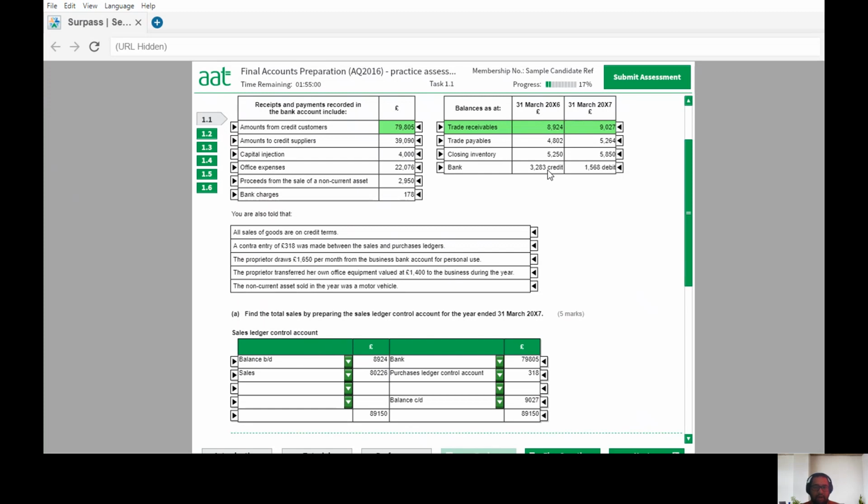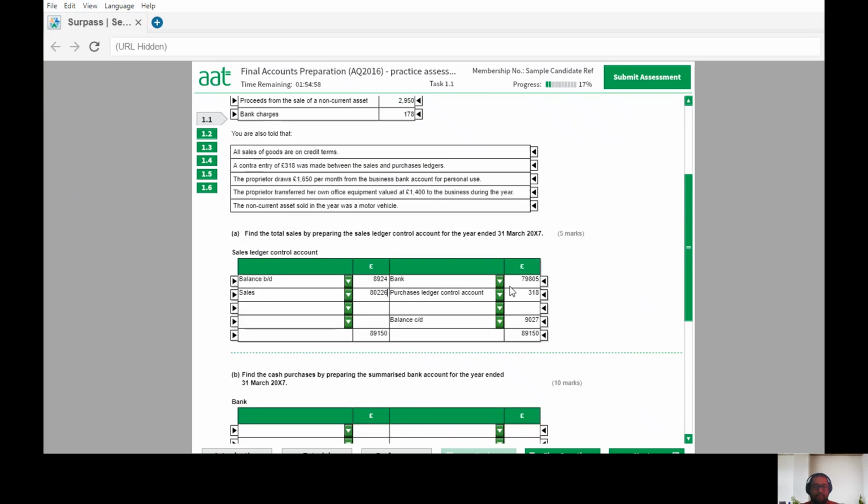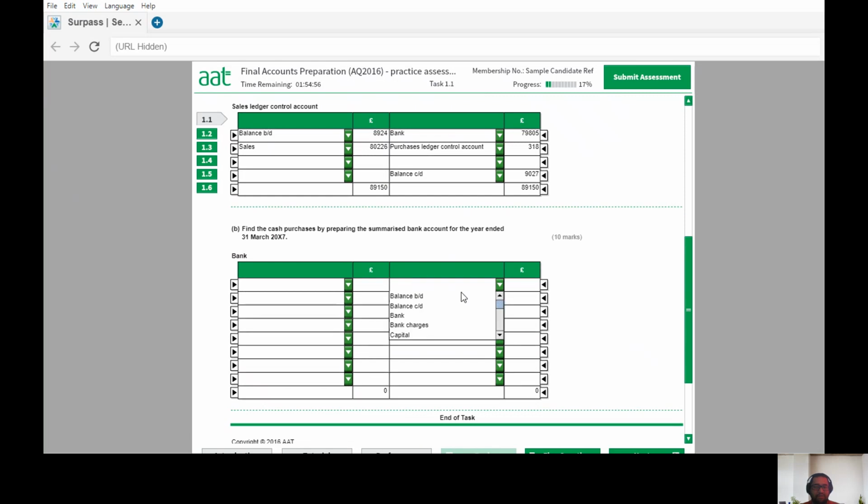So let's start with the credit balance, because it is starting with the credit balance means the opening balance of this is going to be a balance brought down figure.